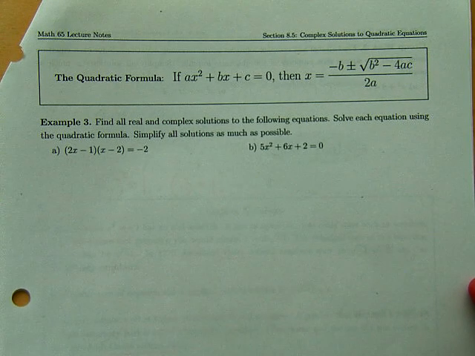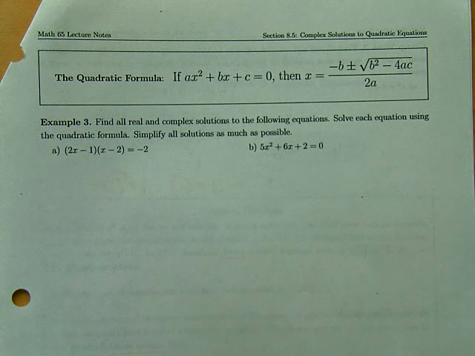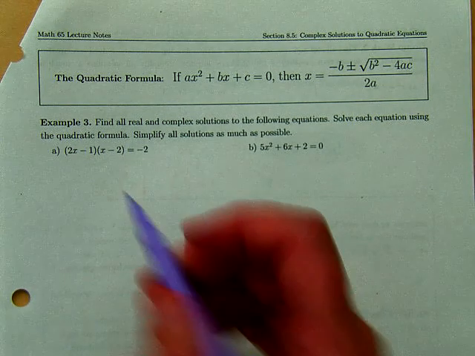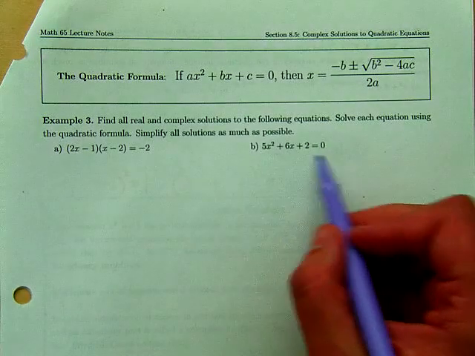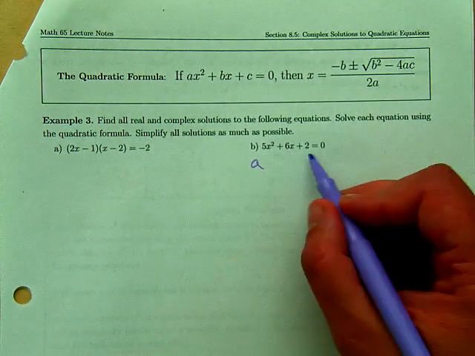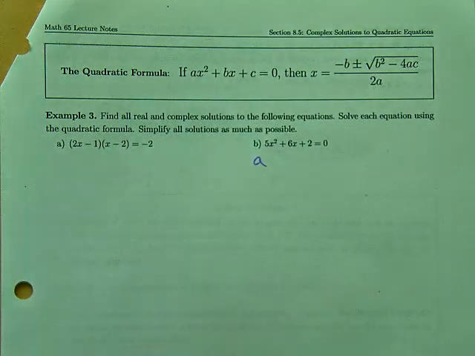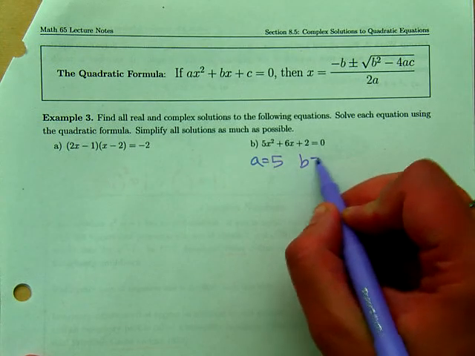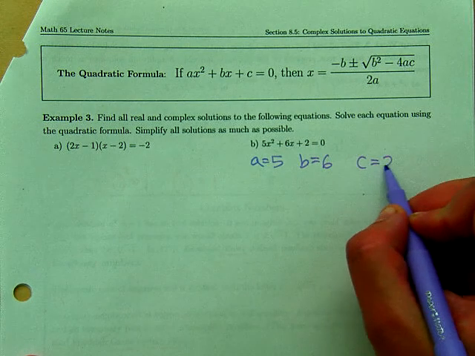Find all real and complex solutions to the following equations. Solve each equation using the quadratic formula. Simplify as much as possible. Okay, this one is already set up to use the quadratic formula, right? How do you know that? Yes, because it's equal to 0. So A equals 5, B equals 6, C equals 2.